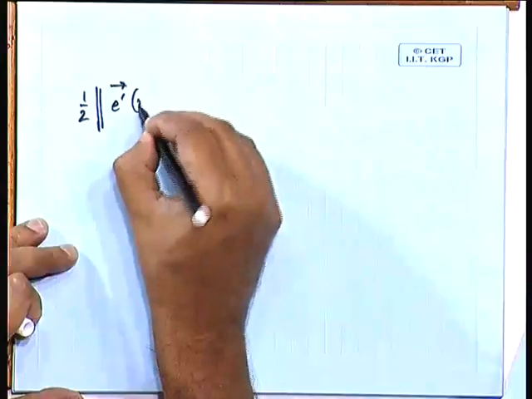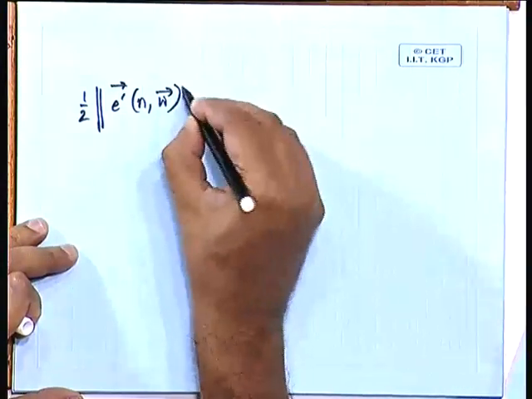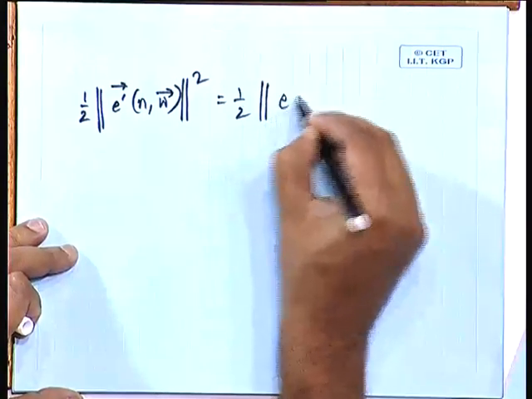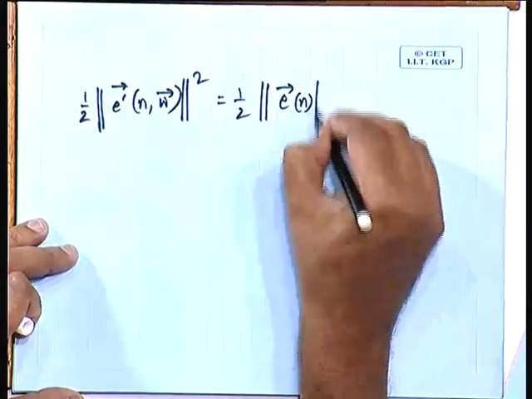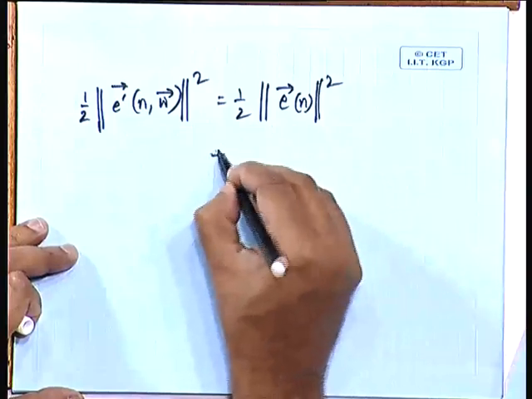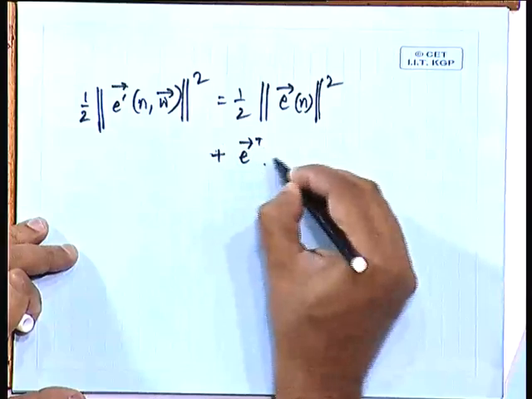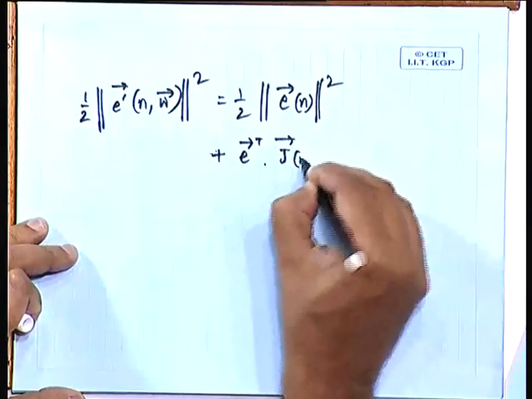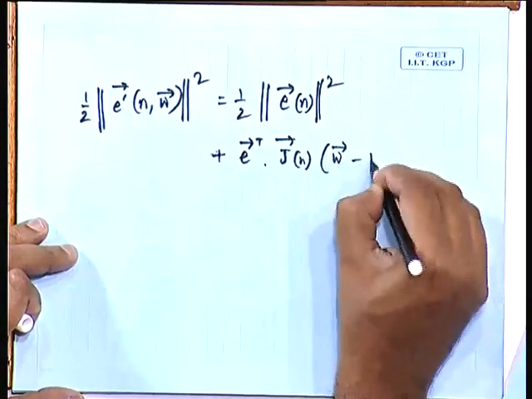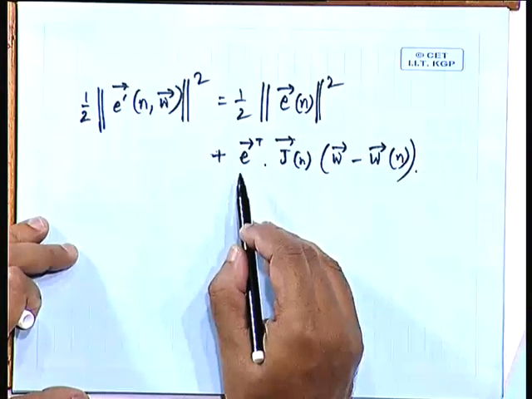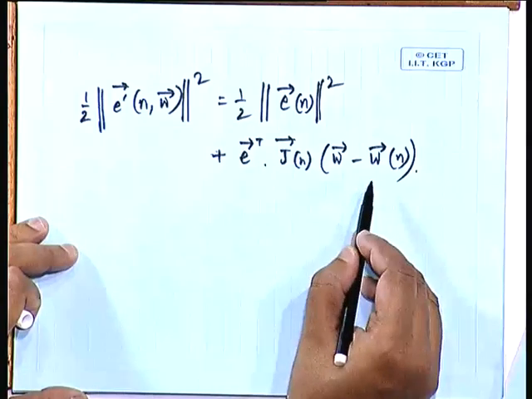In fact, I would like all of you to verify this yourself and feel convinced about it. So, this is norm of E n W square is equal to half norm of E n square plus the second term, which is going to be E transpose J n W minus W n. Okay, this is very clear. This is the A transpose B simply.